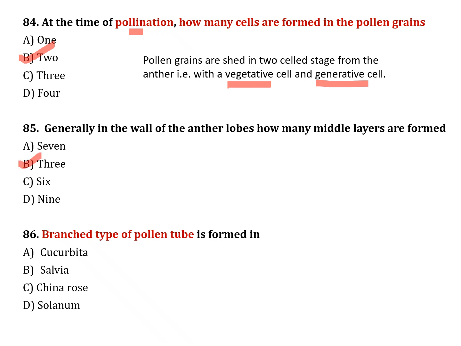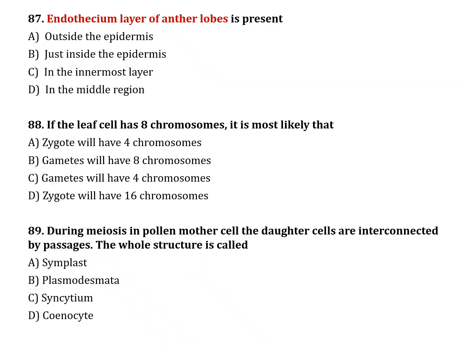The next question, number 86. A branched type of pollen tube is formed in: option A, Cucurbita; option B, Salvia; option C, China rose; option D, Solanum. The correct answer is option A, Cucurbita. In some gymnosperms like Ginkgo biloba, a branched type of pollen tube is also found.